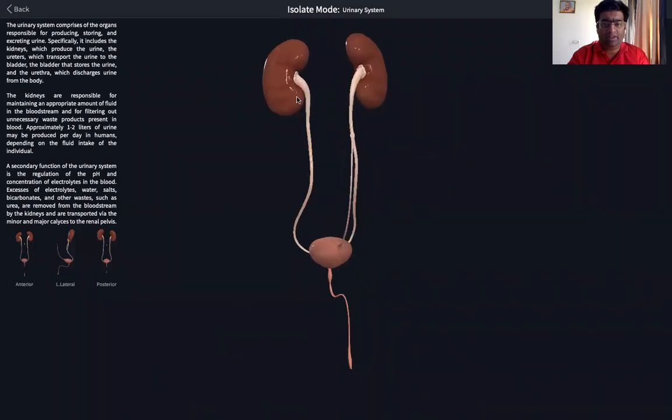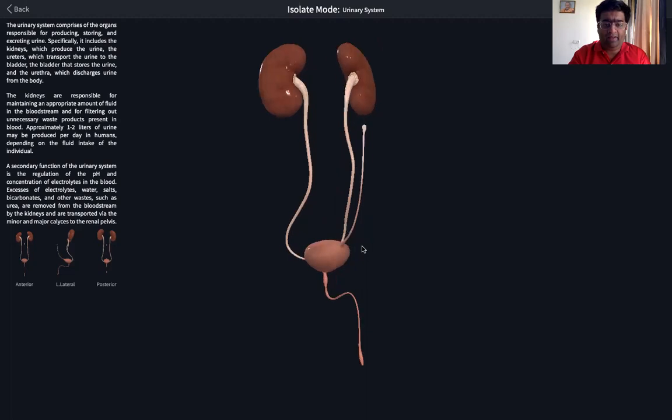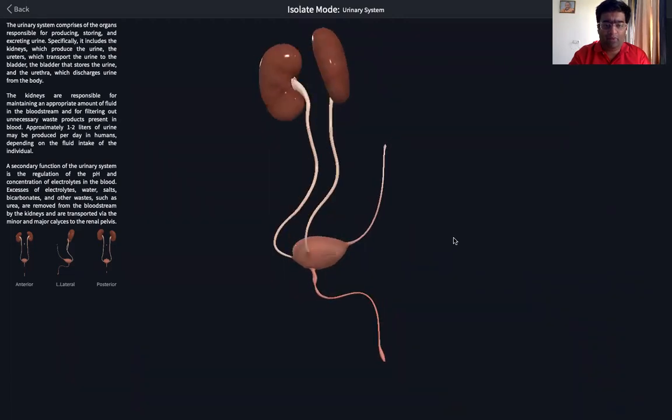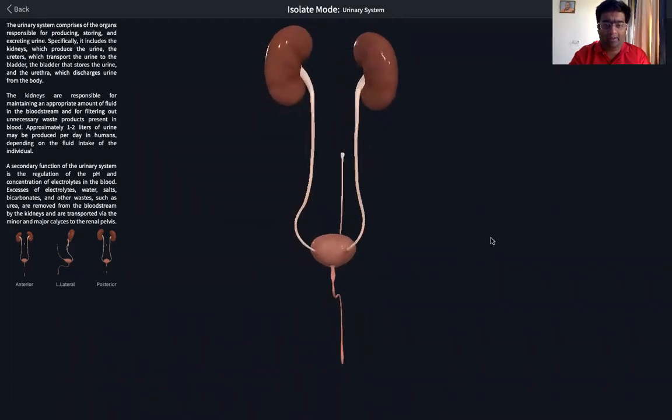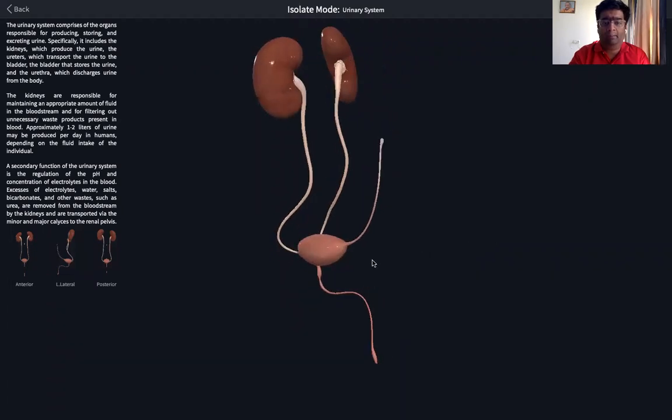Now, as you all can see, the pair of ureters do not run down straight and open into the urinary bladder, but they open into the bladder obliquely from behind. You can see this here, how the ureters open into the urinary bladder. They run obliquely down and open from behind into the urinary bladder.